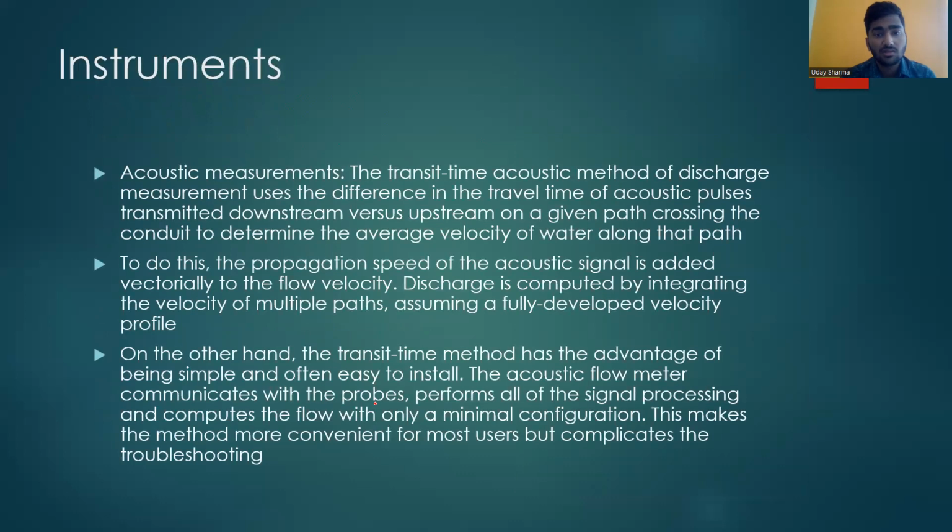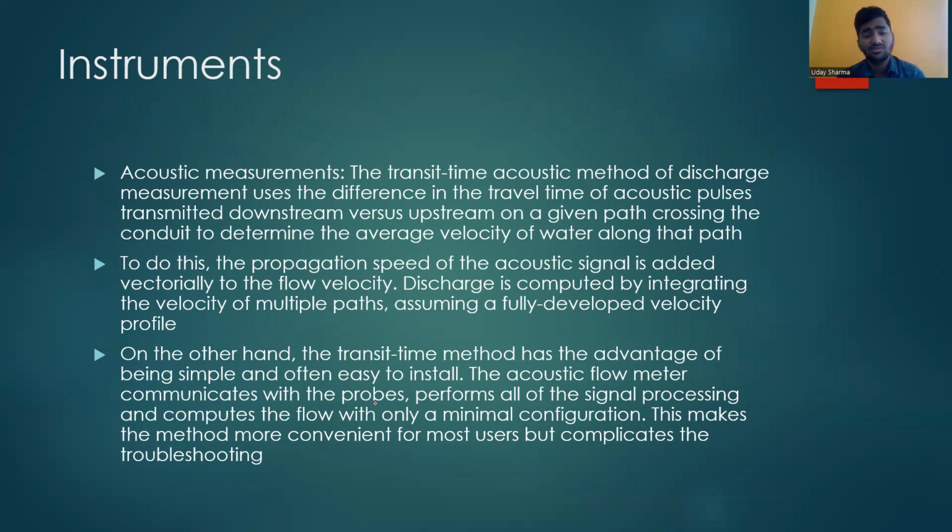Acoustic measurements. The transit time acoustic methods of discharge measurement use the difference in travel time of the acoustic pulses transmitted downstream versus upstream on a given path crossing the conduit to determine the average velocity of the water along that path. To do this, the propagation speed of the acoustic signal is added vectorially to the flow velocity. The discharge is computed by integrating the velocity of multiple paths, assuming a fully developed velocity profile.